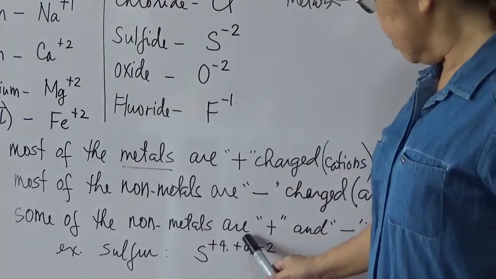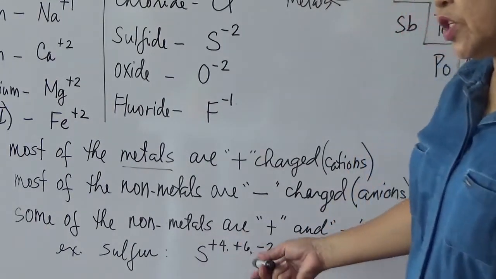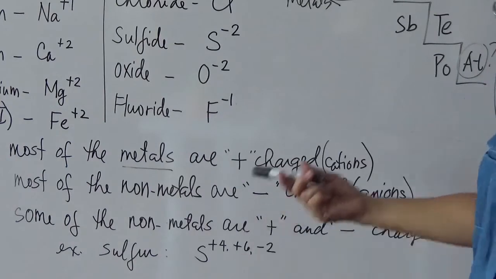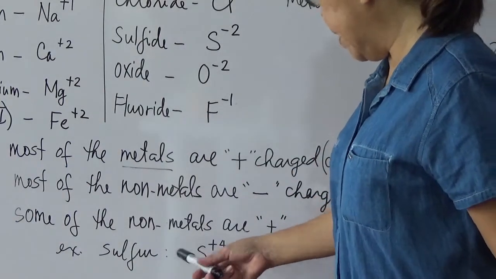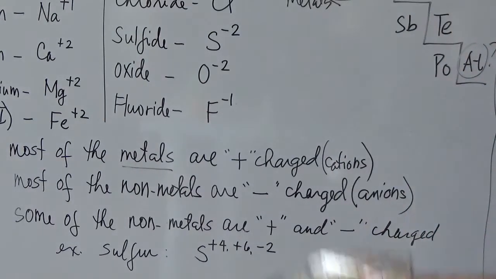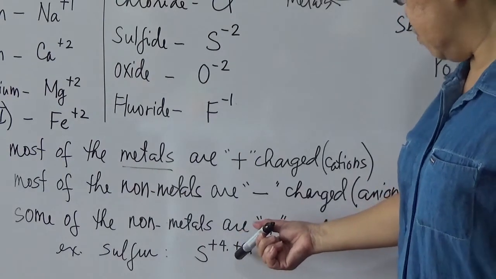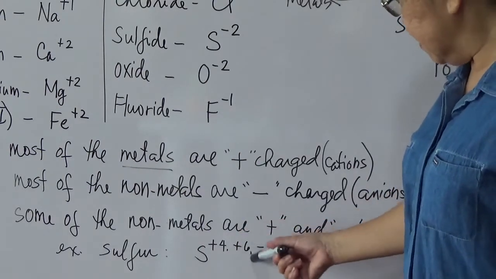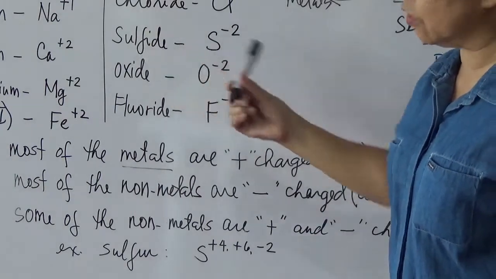If sulfur is considered a cation, it will be just named as sulfur because it has one symbol only. It's a monoatomic ion. So it is just named as sulfur 4 or sulfur 6. If it is negatively charged, S -2, it will be named as sulfide.